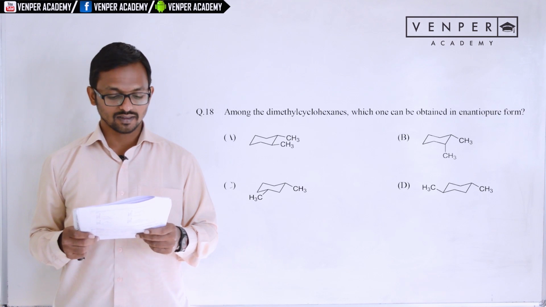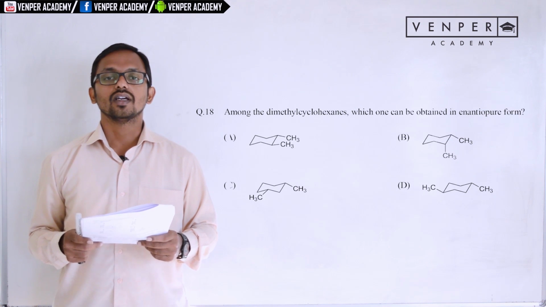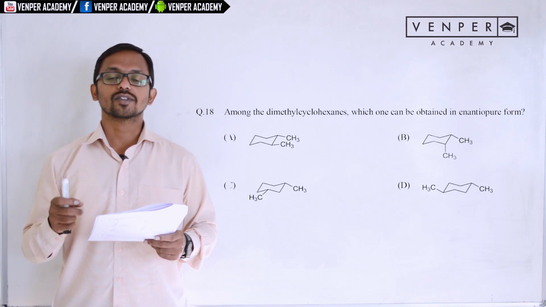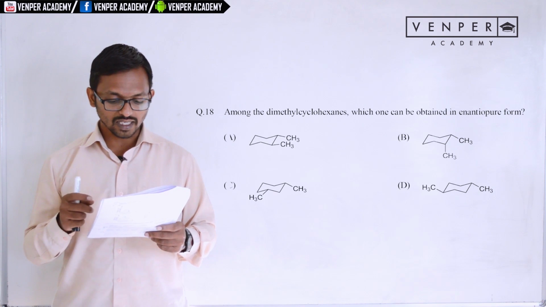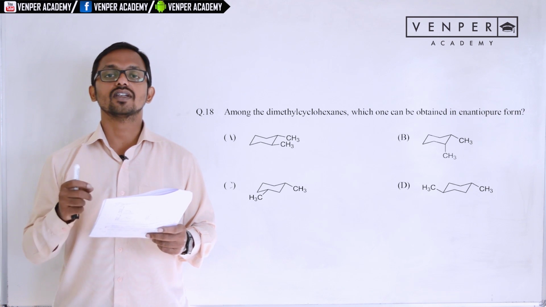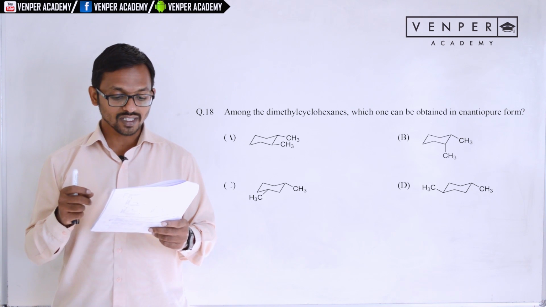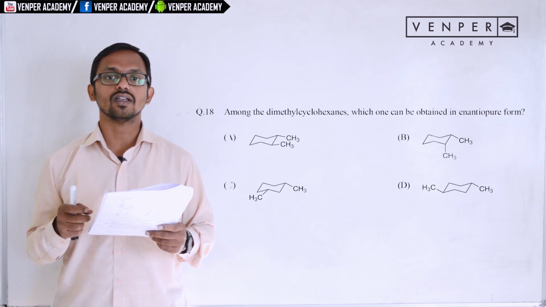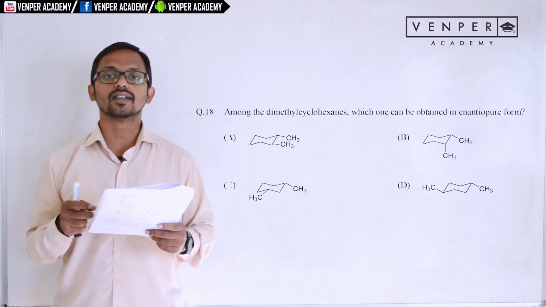Question number 18. Among the dimethyl cyclohexanes, which one can be obtained in enantiomer form? In the given 4 options, option 1 is the correct answer because option B, option C and option D, these 3 compounds have a plane of symmetry. As a result, we cannot get a pure enantiomer. But in case of option A, it doesn't have any plane of symmetry, so we can get a pure enantiomer form. So option A is the correct answer.